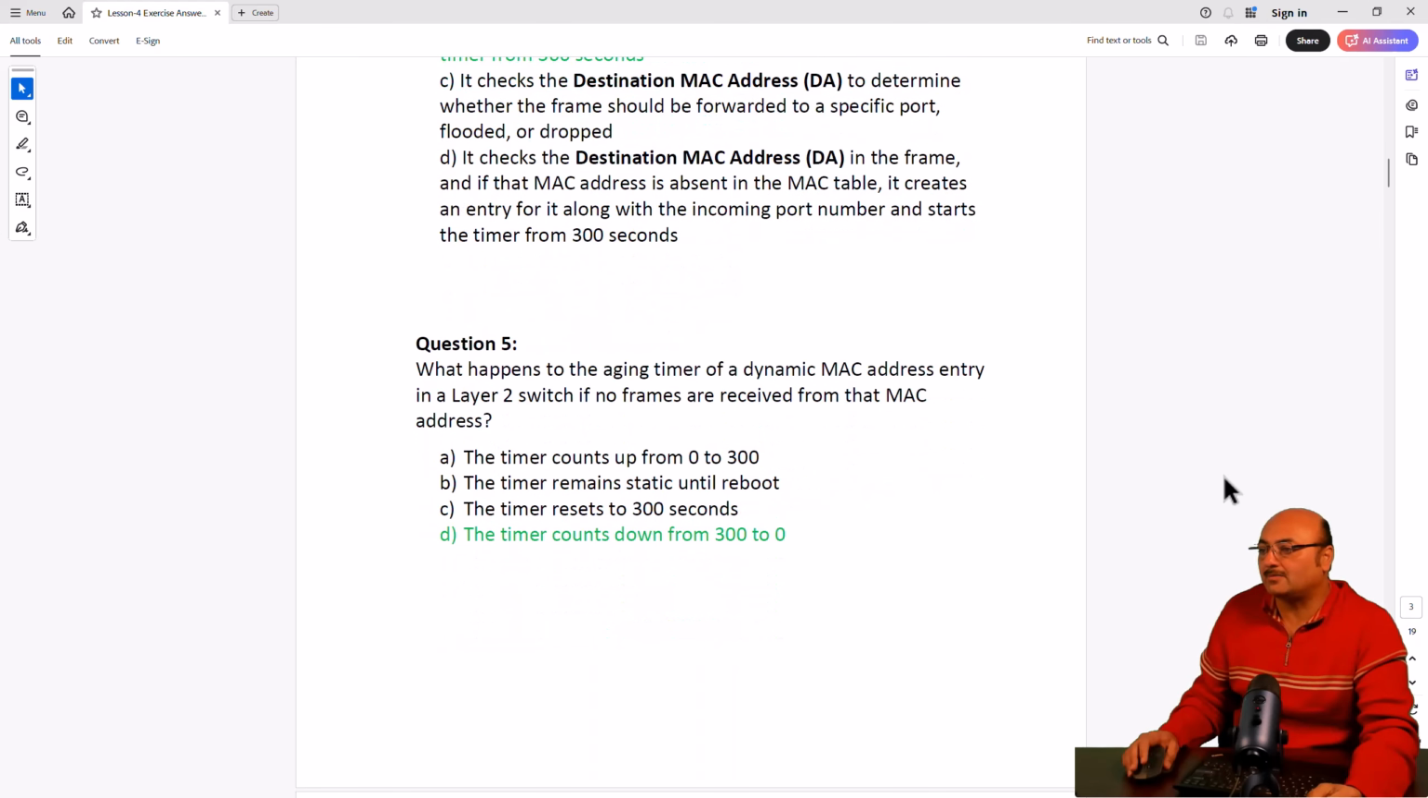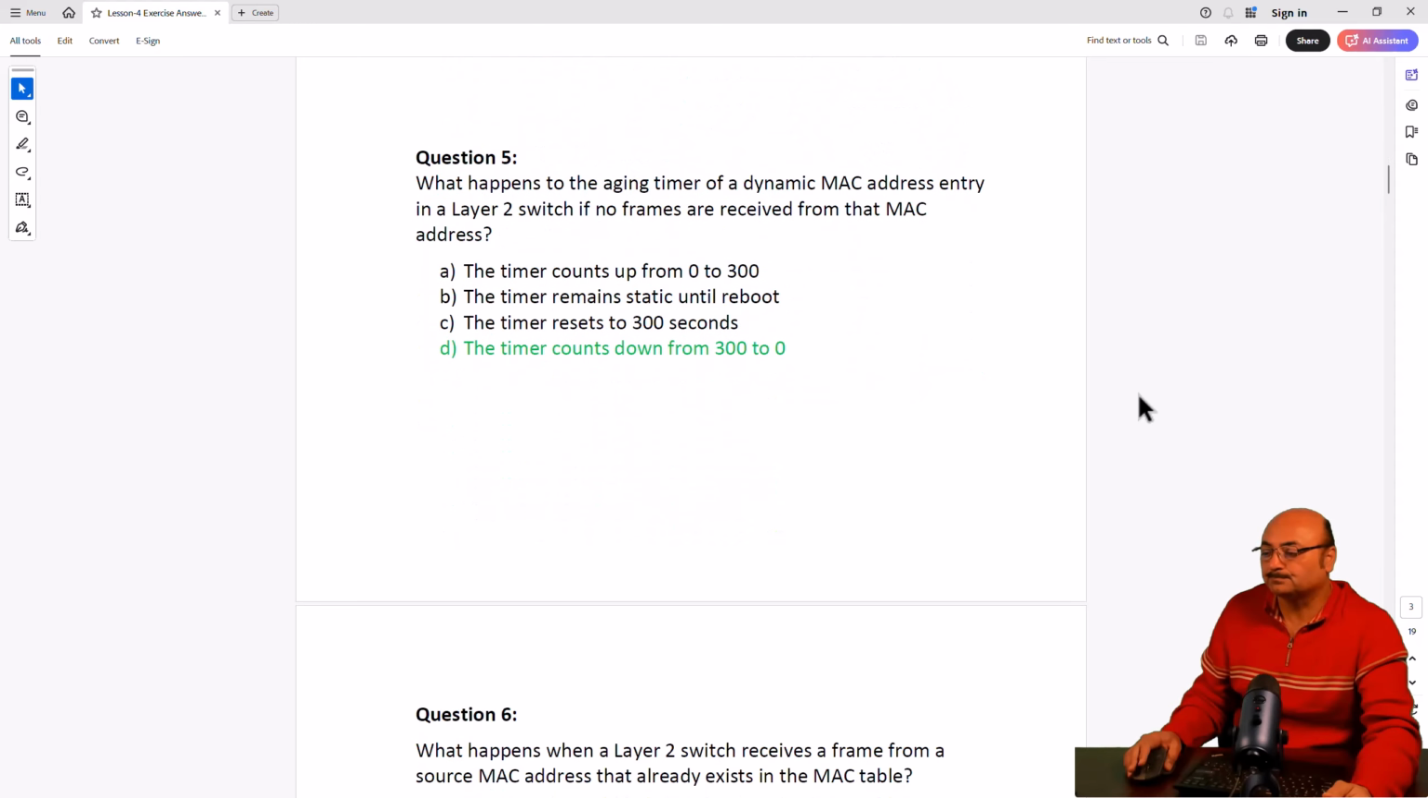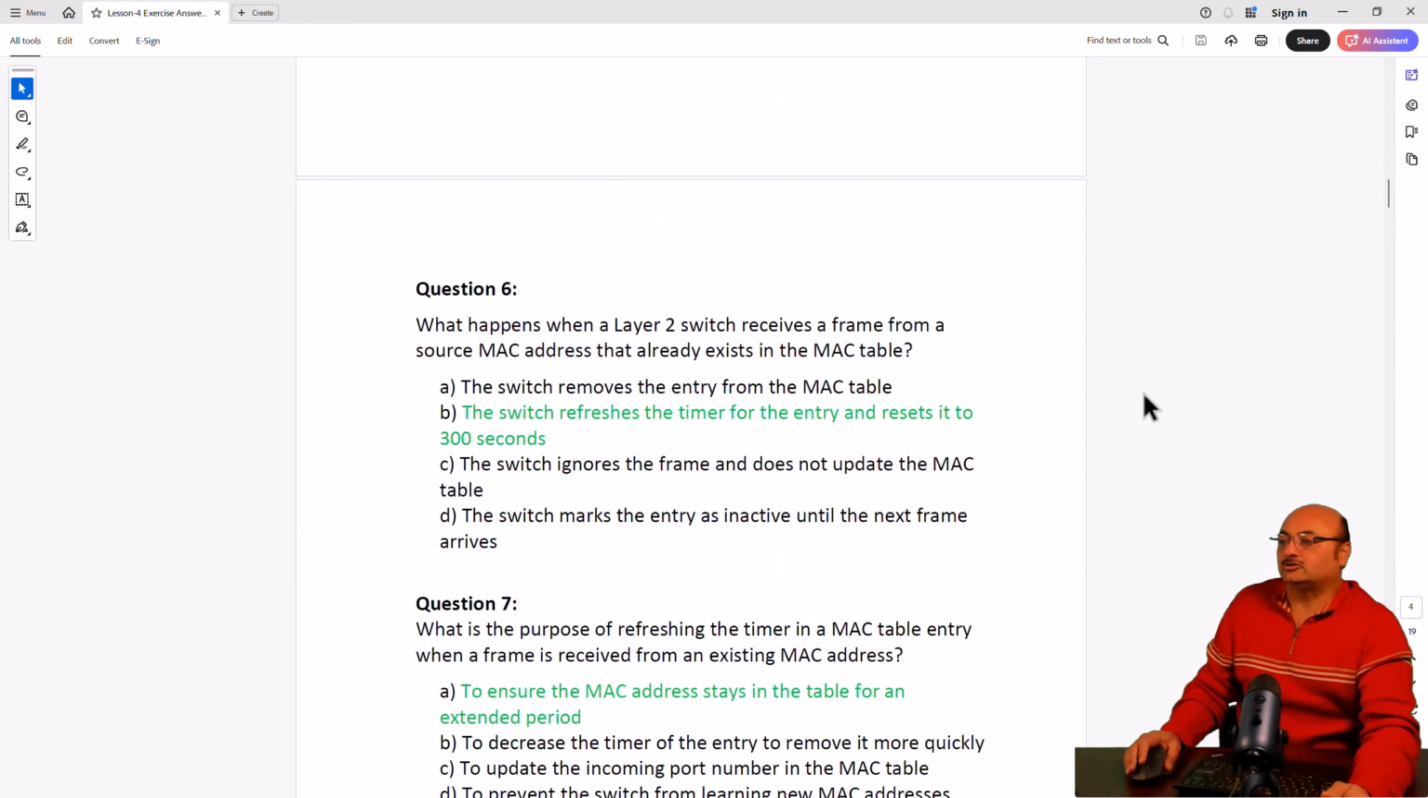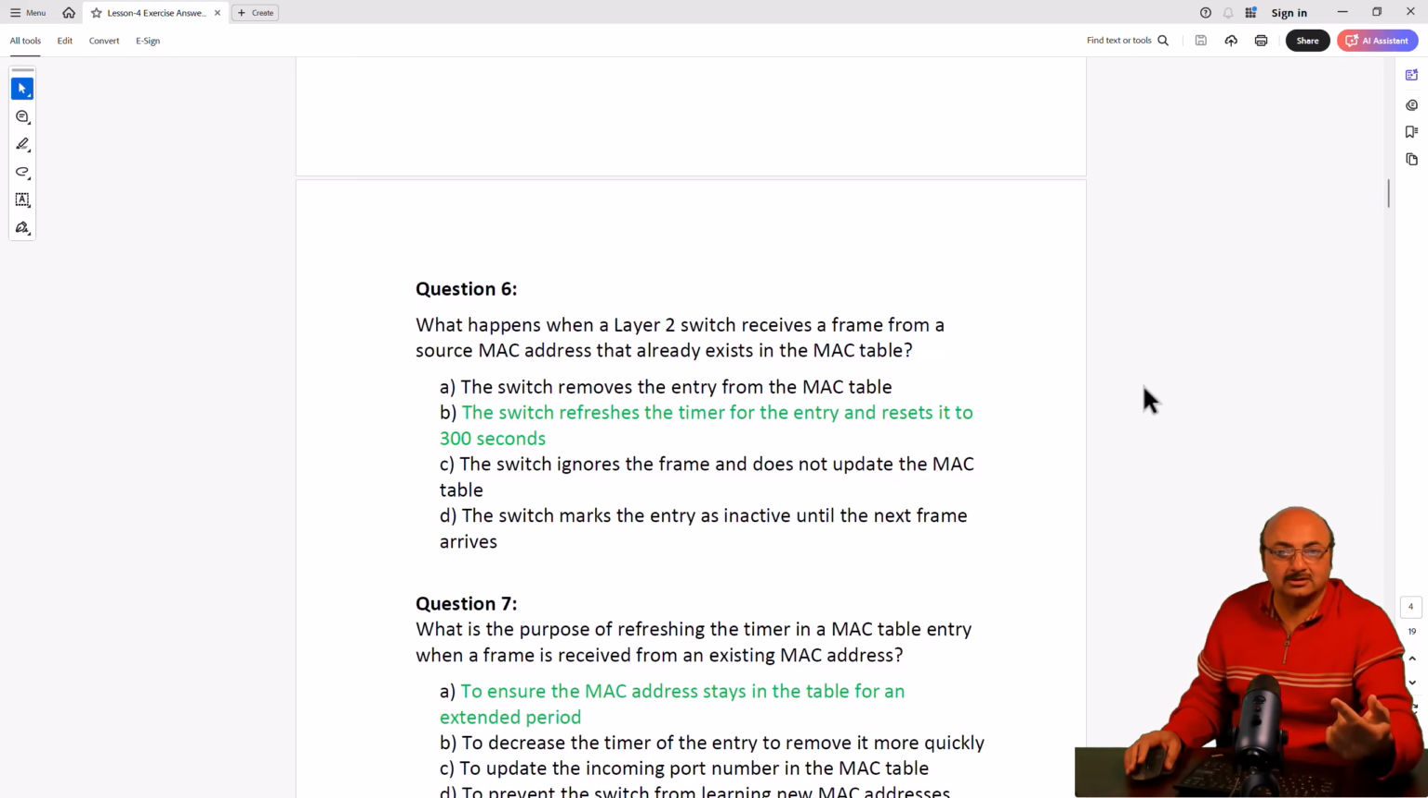Question 5. What happens to the aging timer of a dynamic MAC address entry in a layer 2 switch if no frames are received from the MAC address? Eventually it will get deleted, but in the context of this question, the timer counts down from 300 to 0. Okay. Answer is D. Question 6. What happens when a layer 2 switch receives a frame from a source MAC address that already exists in the MAC table? Plain and simple. It is already there. You refresh the entry and reset the timer to 300 seconds. So the correct answer is B.